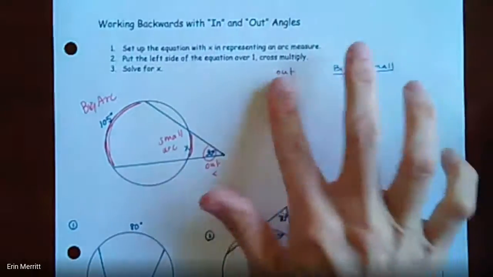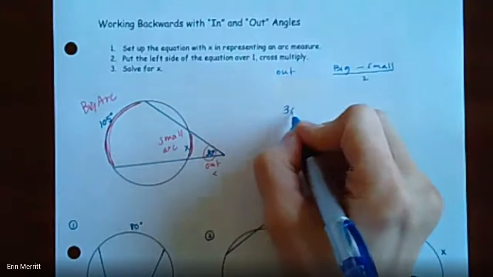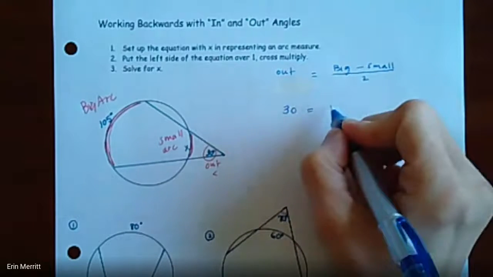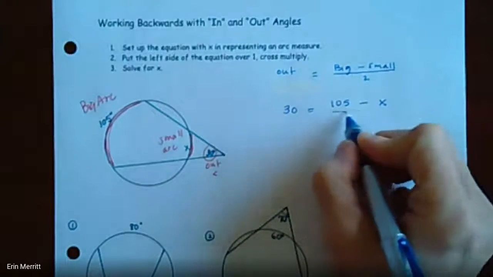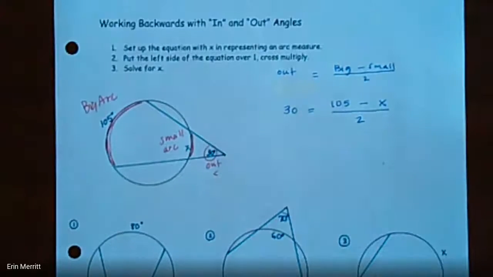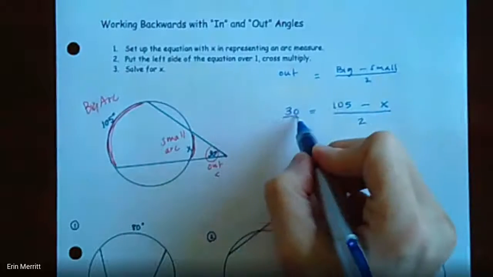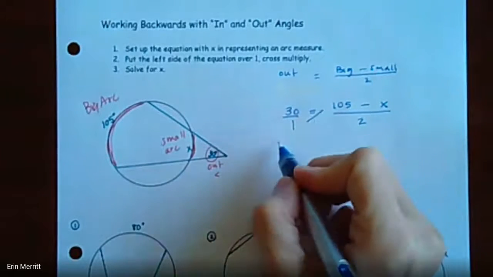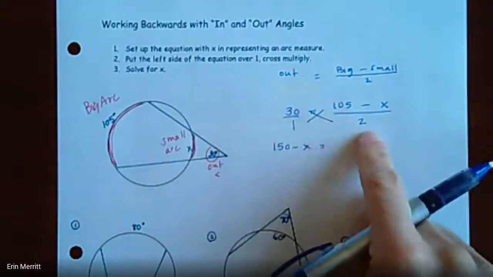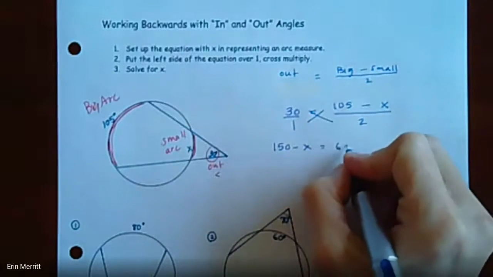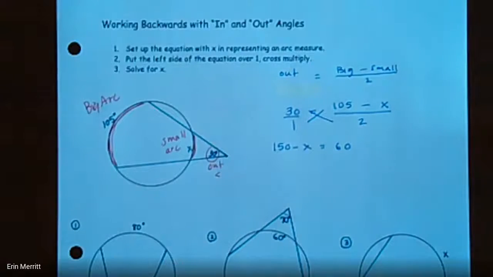There we go. So the out angle is equal to the big arc minus the small arc, which is x, over 2. All right, I'm going to take that same approach, put this over 1, and let's cross multiply. So we get 150 minus x equals 30 times 2. A little mental math there. We can get 60 for that guy.